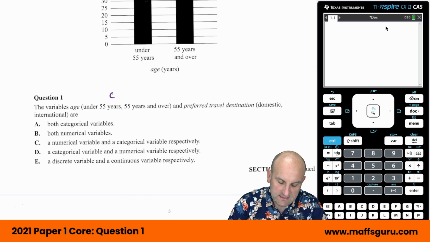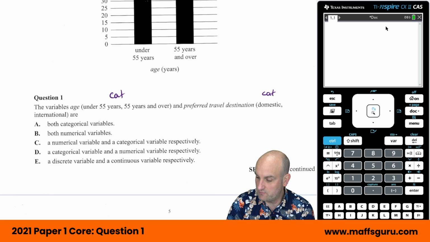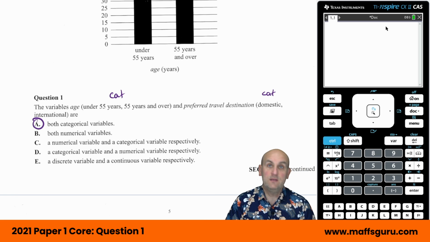Well, age here is categorical. Travel destination, domestic and international, is also categorical. Normally these questions tend to then go, well, is it ordinal or nominal or whatever else? But they didn't ask that type of question. They just wanted to know. And so as far as I'm concerned, A was my correct answer.